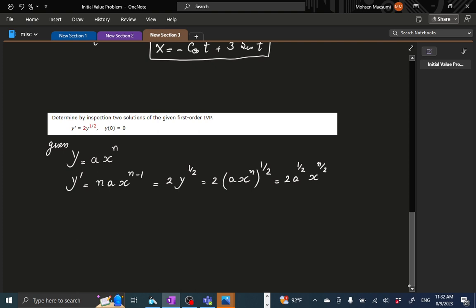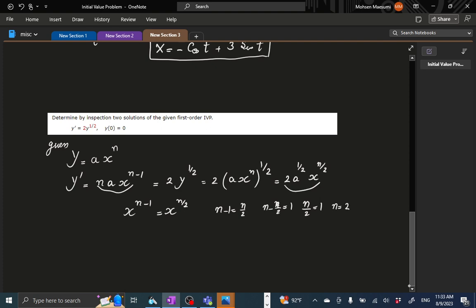Well, now what? If this wants to be the same as that, then the x portion has to match the x portion and the coefficient has to match the coefficient. Would that work? Well, let's see. If the x portion has to match, then x to the n minus 1 has to be the same as x to the power of n over 2. That means the exponents have to be the same. I take n over 2 to the left, I take 1 to the other side. This tells me n over 2 is equal to 1, which tells me n is equal to 2.